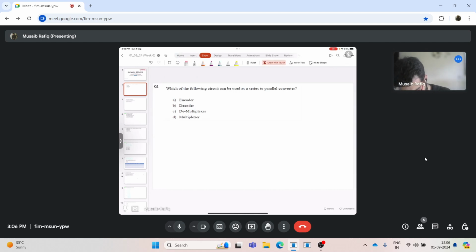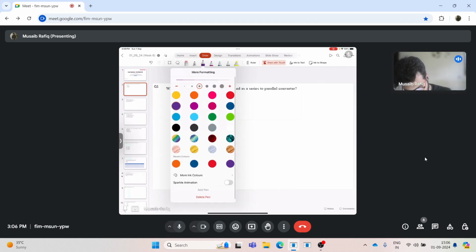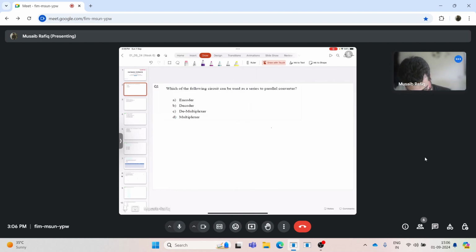So the task at hand is we have to figure out which of the following circuit can be used as a serial to parallel converter. So what I'll have here is I'll just assume I'm having some circuit. I'll call it a black box, right? And here I am having serial input. This black box will be such that I'll be having parallel outputs, right?